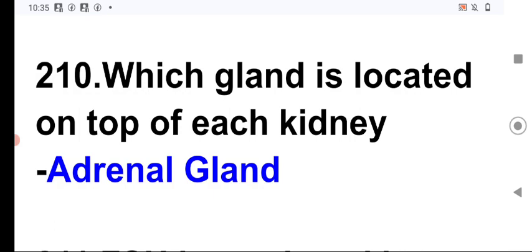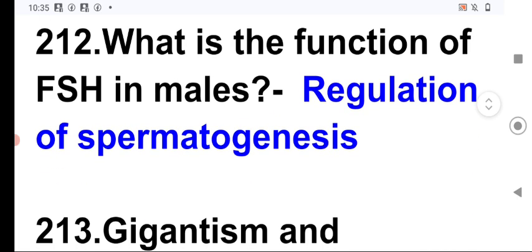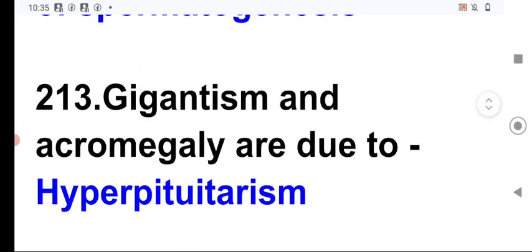It is the adrenal gland. Next, FSH, that is follicle stimulating hormone, is produced by the anterior pituitary gland. Next, what is the function of FSH in males? It regulates spermatogenesis, that is formation of sperm in the testes.